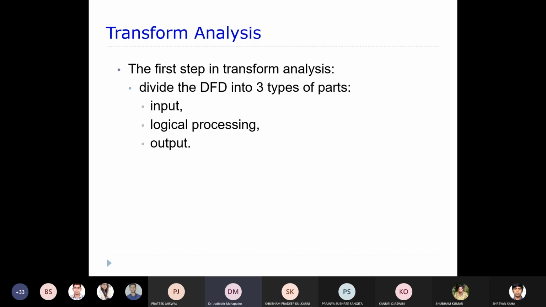Some of the processing will go into the input part, some into logical processing, and some into output. This way, all the functions that we identified as part of the DFDs will be divided. That is what we try to do as part of transform analysis. Anyway, we will go through an example also, if you do not understand it now.